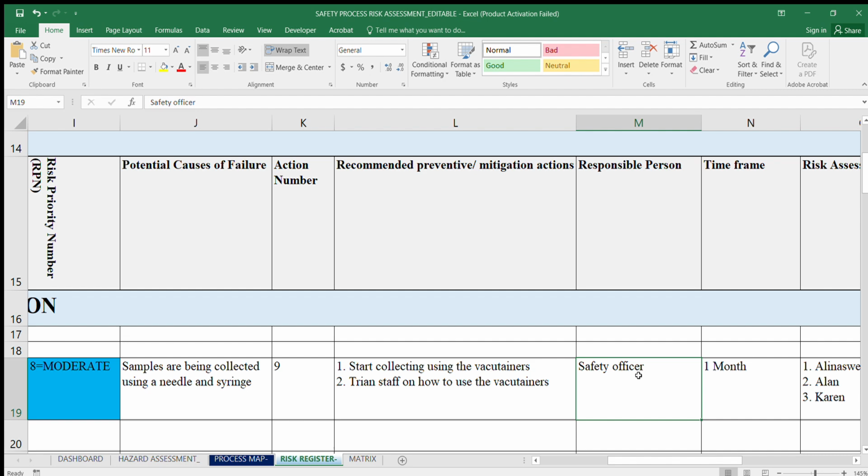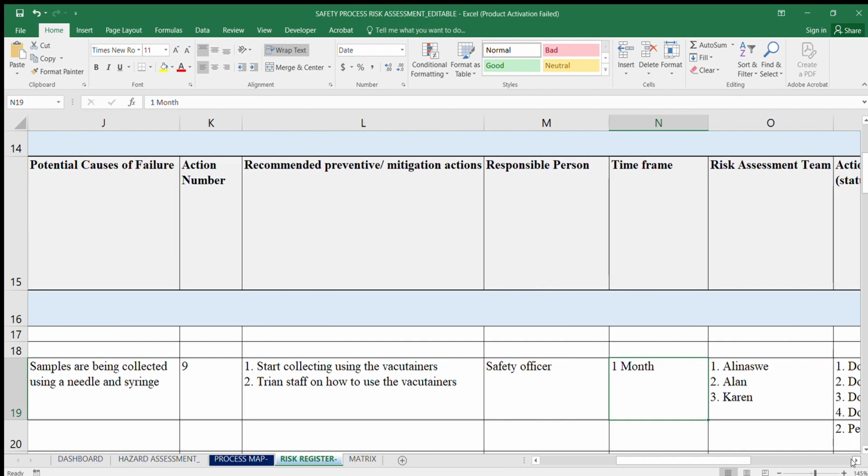So responsible person: who's the person that will be responsible to make sure that these mitigations are put up or implemented? In this case, maybe your safety officer will be in charge. Time frame: maybe you say after 1 month, that's when you complete the implementation of these preventive or mitigation actions.